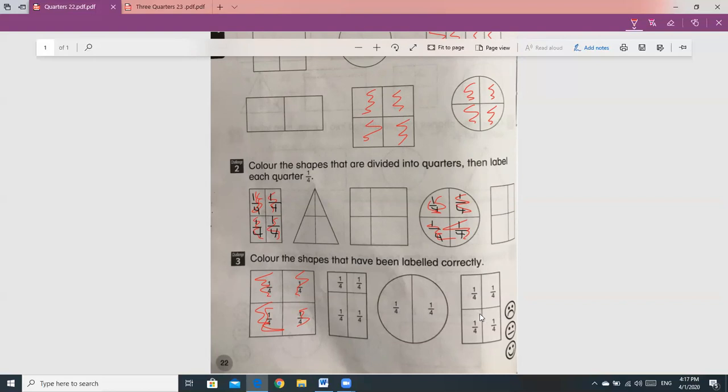Here, is this correct? Yes, it's divided into four equal parts. They are four and they are equal, and each part is written in it quarter, so it's correct. So I'm gonna color it. I'm gonna color this way.